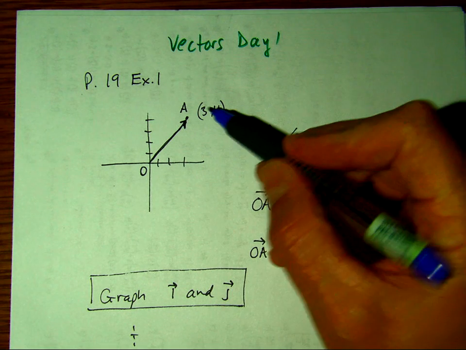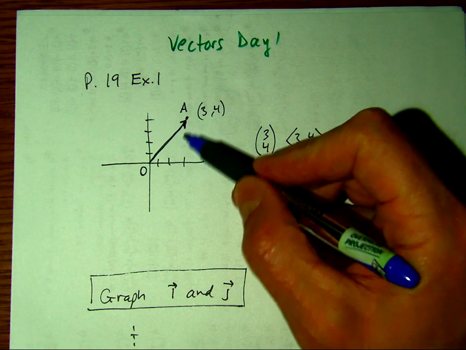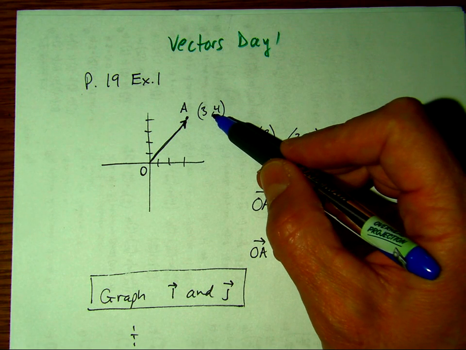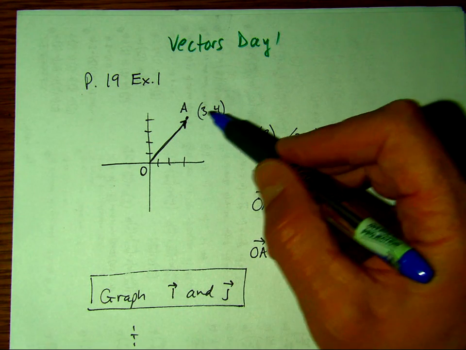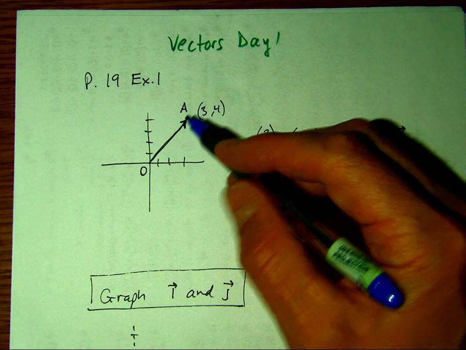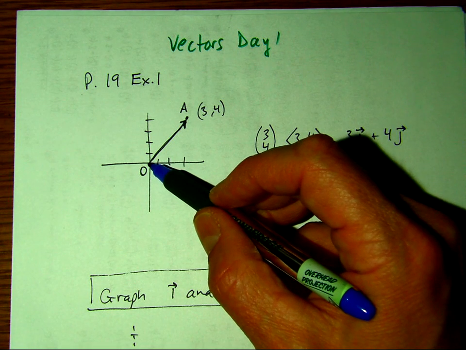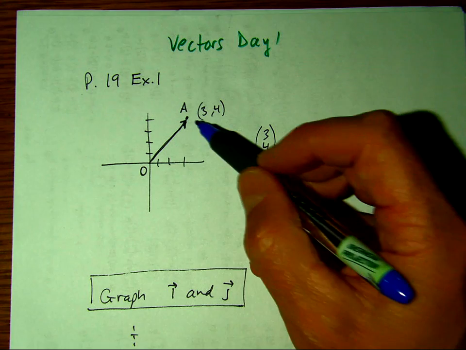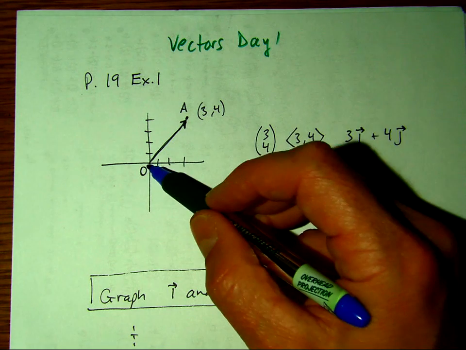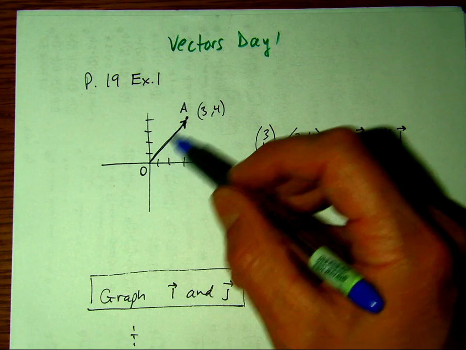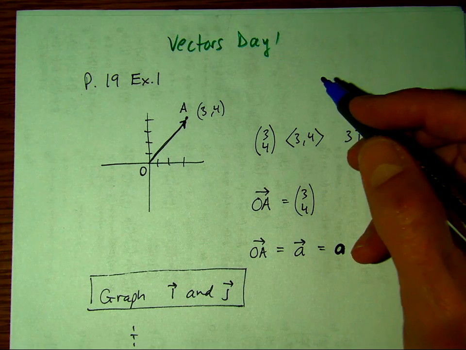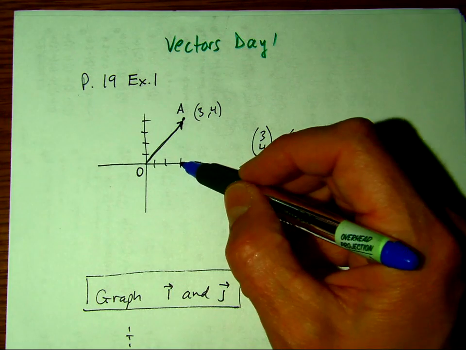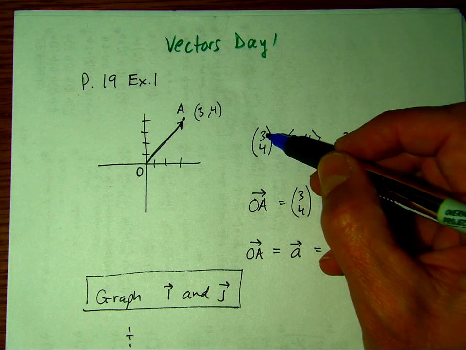So we can talk about a point in the plane, and the point has coordinates. We can identify the point with coordinates. We can also identify the point with a vector that points to that location instead of actually designating the location. We can point to it. And so this is called a position vector. We can write the vector as over 3 up 4. We can write it like this.